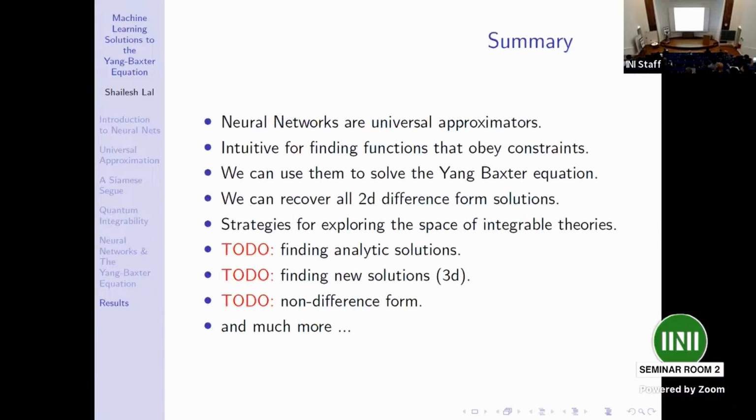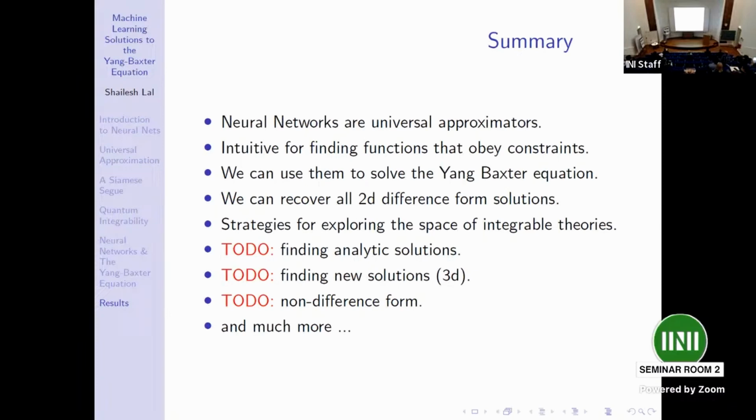So okay, well, we are done. Here's the summary of the talk, and then I'll show you one more slide. If nothing else, please take away the fact that neural networks are universal approximators. If you want to take away a little bit more, you can: they're very intuitive for finding functions that obey certain constraints rather than actual target values. Want to take away a bit more about our work? Well, these 3 points. You can solve the Yang Baxter equation, at least in settings where we have control, and we can exhaustively recover some solutions.